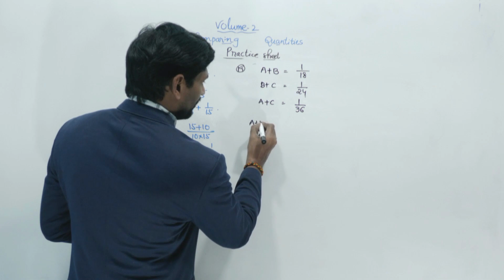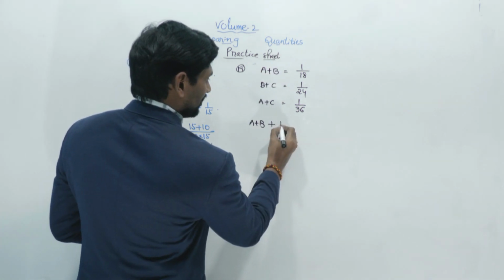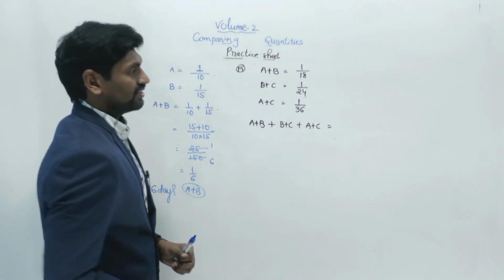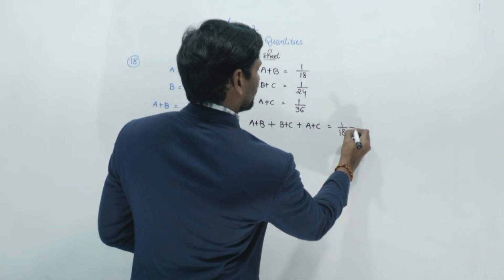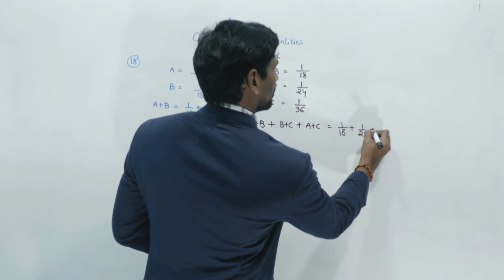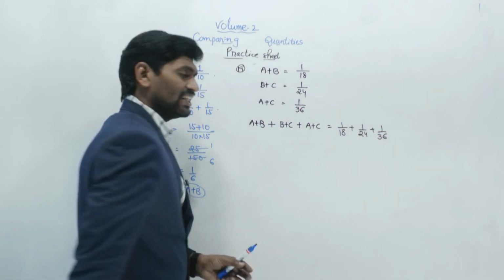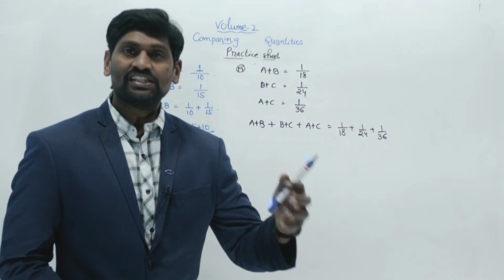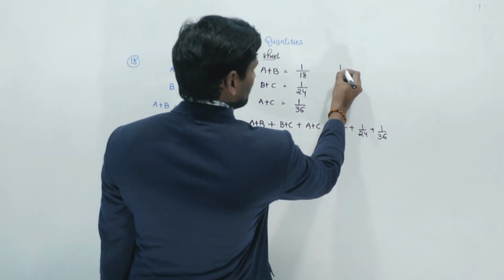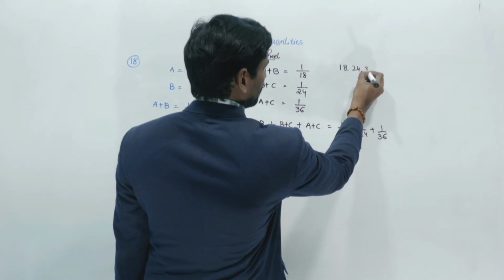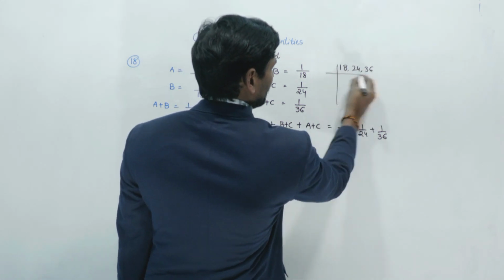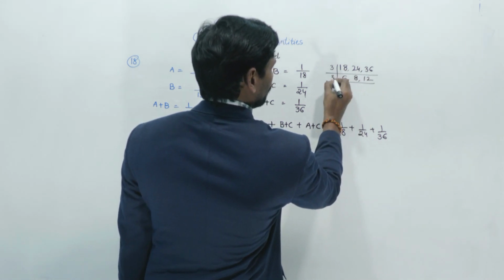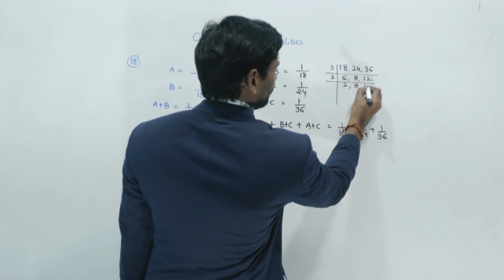Now I am adding the first, second and third: 1 by 18 plus 1 by 24 plus 1 by 36. These are all unlike fractions, right? How can you make them like fractions? By taking the LCM of the denominators. I am doing the LCM here: 18, 24, 36. Let us take 3 table. 3 sixes are 18, 3 eights are 24, 3 twelves are 36. Again 3 table: 3 twos are 6, 8 won't come, 3 fours are 12.